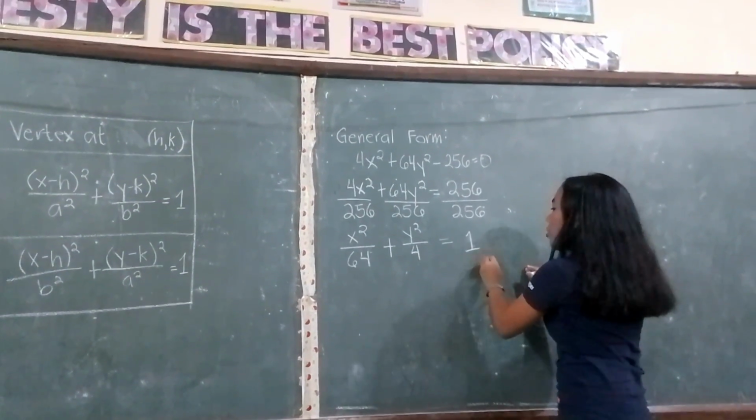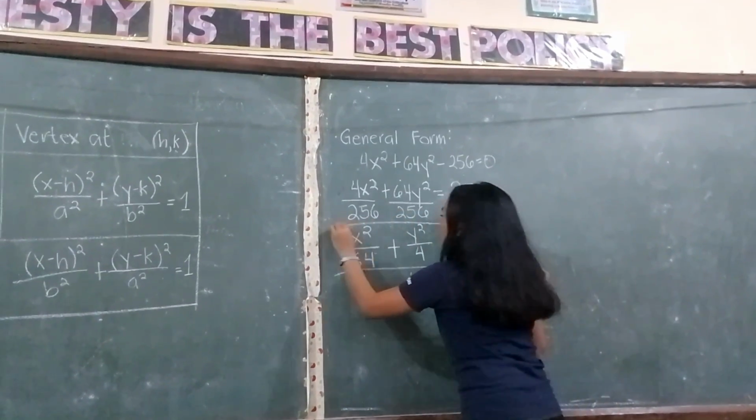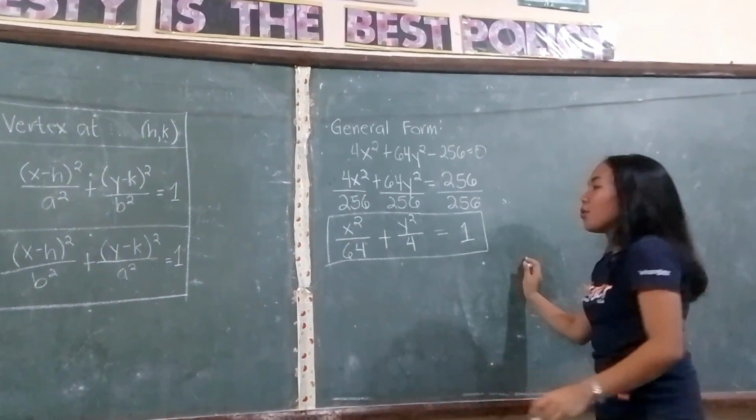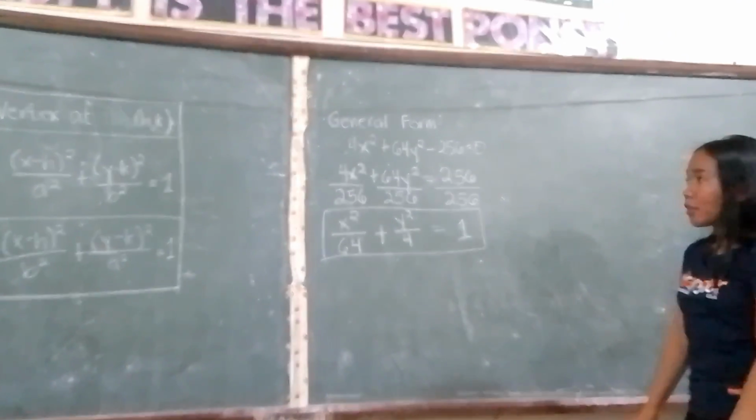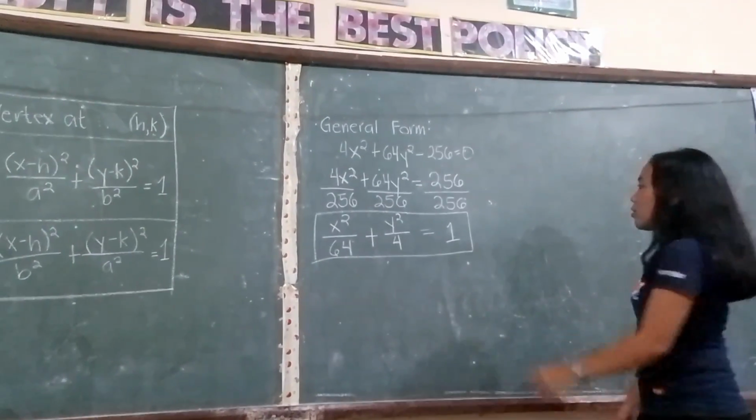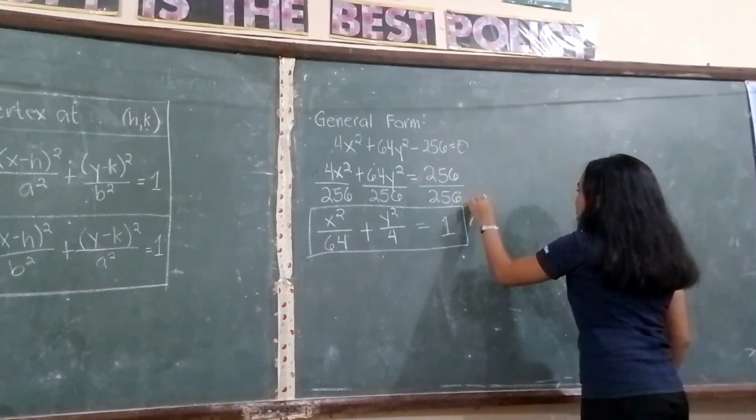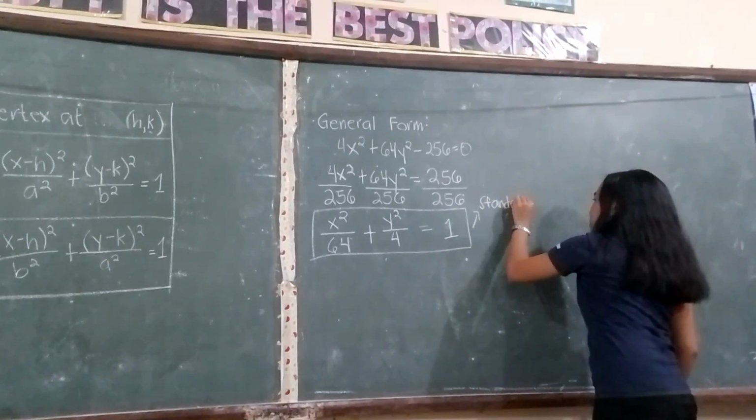Therefore, we have our standard form. And we hit our second objective, which is to determine the standard form of equation of an ellipse. So this is our standard form.